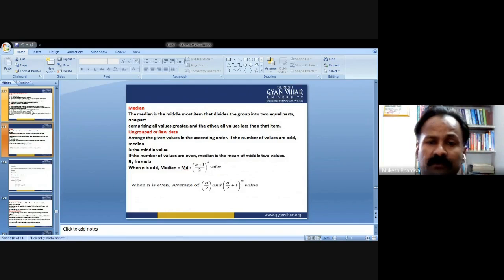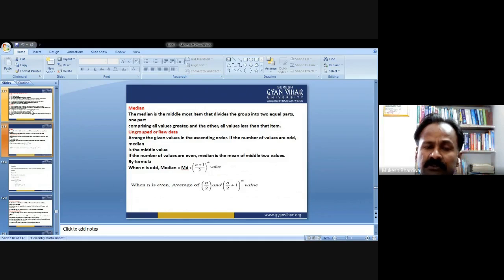Ungrouped or raw data. First we are going to find the median for ungrouped or raw data. Arrange all the given values in ascending order. If the number of values is odd, the median is the middle value. If the number of values is even, the median is the mean of the middle two values. By the formula, when n is odd, the median is given by the (n plus 1) by 2 th value. And when n is even, take the average of the n by 2 and n by 2 plus 1 terms, and that will give the median.